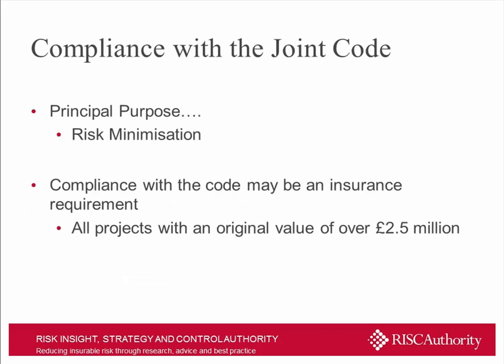Compliance with the Joint Code is all relatively straightforward in real terms. Its principal purpose is risk minimisation. So looking at ways to ensure, first and foremostly, that the potential for fire to start and the potential for fire to spread is carefully managed and is reduced to as low as reasonably practicable. However, we have to reflect on the fact that fires can and do start accidentally as well as deliberately, and so much of the code is focused around not just that prevent element, but also the protect side as well.